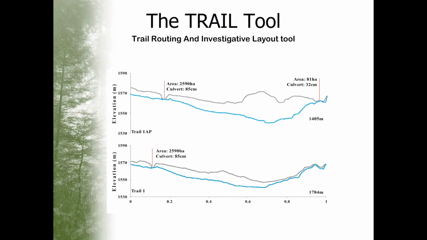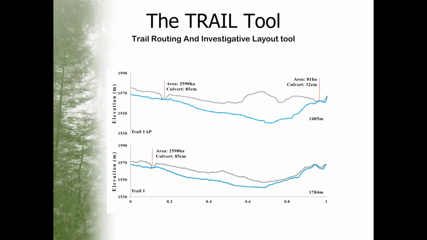So as an output from the trail tool, you get a profile of the trail that is produced. The top one in this instance is as proposed. So a company came and they said, we're thinking about putting a trail here. How does that look? So we put the trail into the trail model and ran it through the process. And you can see that there are 2 culvert crossings. The tool also calculates culvert width based on 100-year flood events.